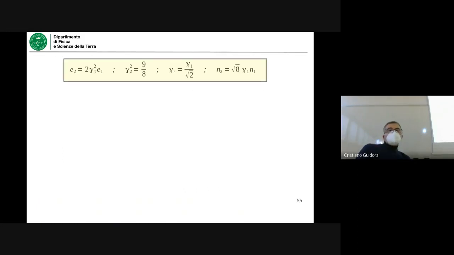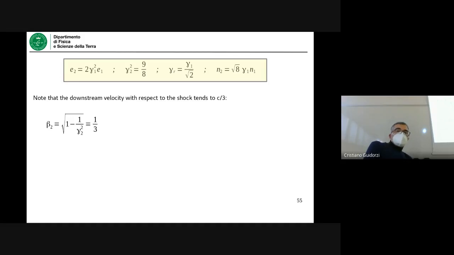Okay, here I just copied the result I was mentioning. It's also interesting, as I said, to calculate explicitly the velocity of the shocked fluid with respect to the shock. Just exploit the definition of the Lorentz factor. If you invert the relation between beta and gamma, you see that this is the relation. Given that gamma 2 squared is 9 over 8, you immediately see that beta is 1/3. So the shocked fluid is non-relativistic with respect to the shock itself, because, well, it's 1 over 3, and 30% of the speed of light is in some contexts considered mildly relativistic, so it depends. But in any case, given that we are talking about an ultra-relativistic shock with an arbitrarily large Lorentz factor, this is definitely non-relativistic.